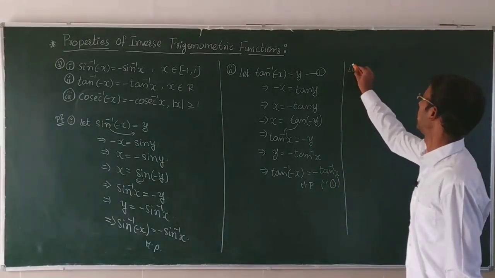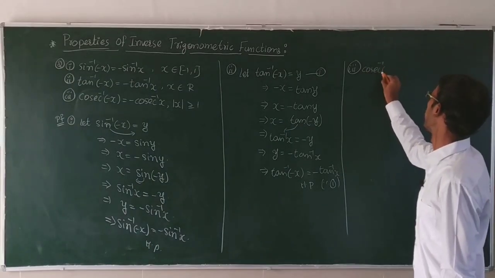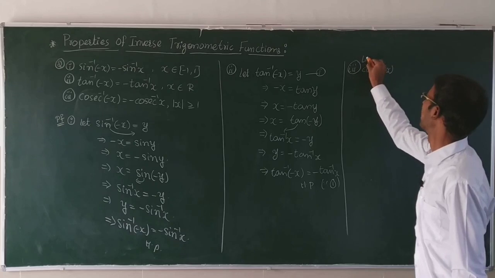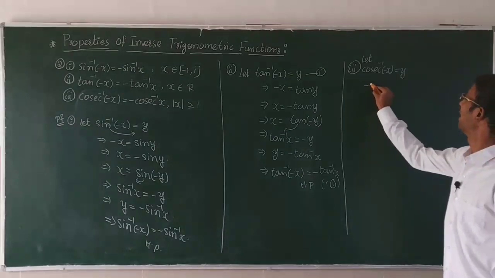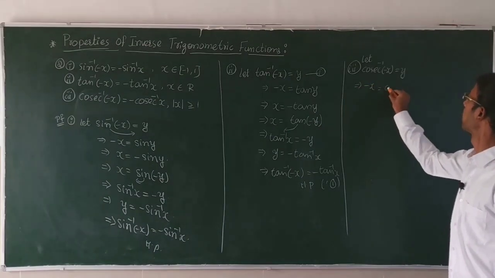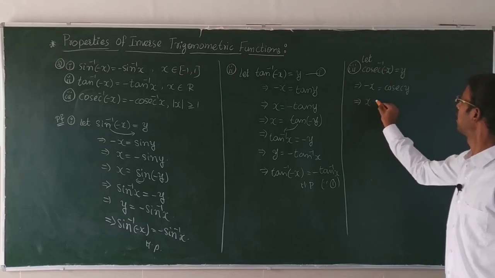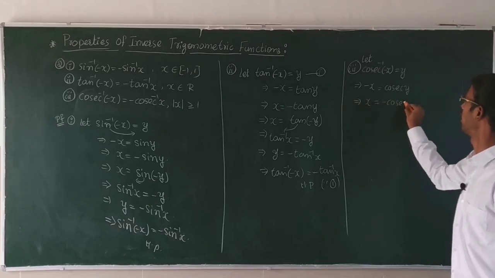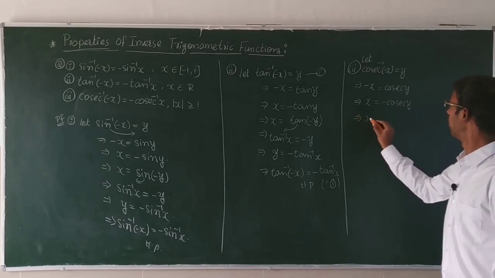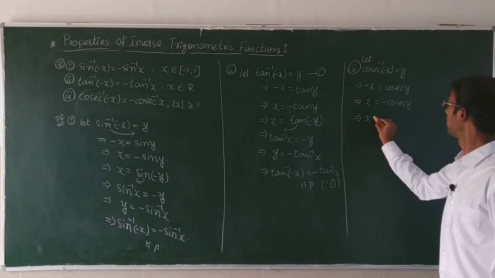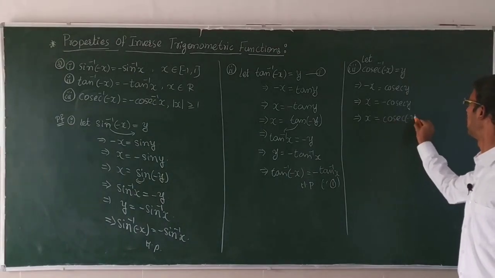Next, number 3. Cosecant inverse of minus x I am taking as y. Minus x is equal to cosecant y. X is equal to minus cosecant y. X is equal to, we can write, cosecant of minus y.